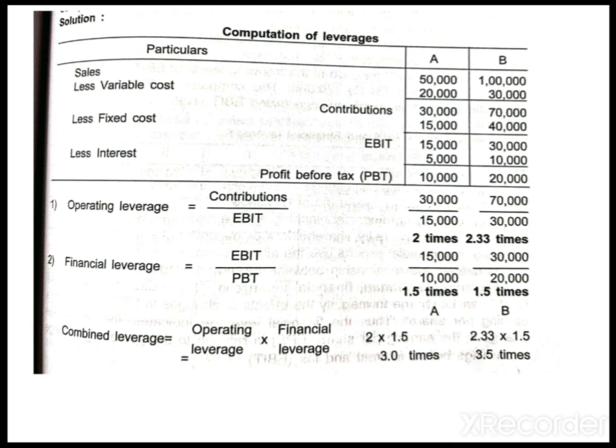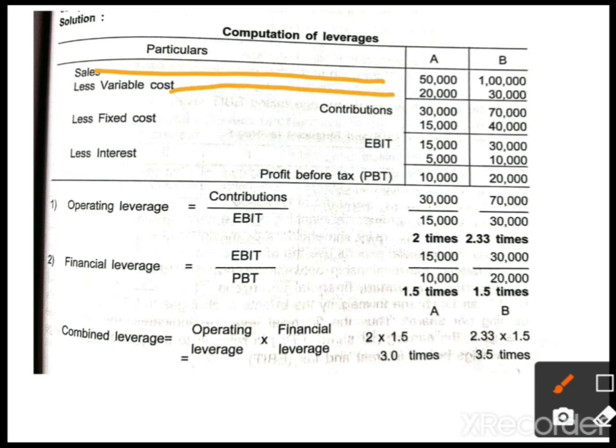Yes. So this is, I already did that calculation. This is the working note. We have to make it for the two companies: operating profit, financial leverage and combined leverage. So first make a working note. First we take sales, and from that sales we minus variable cost, then we get the contribution. From that contribution we minus fixed cost. After minus fixed cost we get EBIT for company A and company B. From that again we deduct interest. After deducting the interest we get profit before tax. Company A is 10,000, company B is what? 20,000.